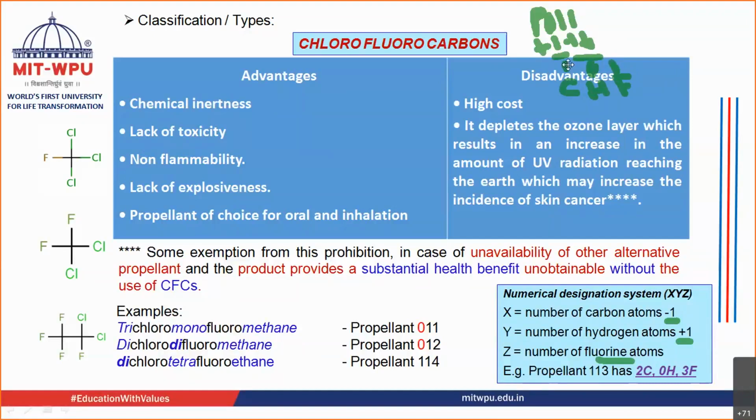So there is 1 carbon atom and there is 1 fluorine atom in this 011. So you have 1 carbon atom over here and you have 1 fluorine atom over here, isn't it? So this is 1 carbon atom and 1 fluorine atom.